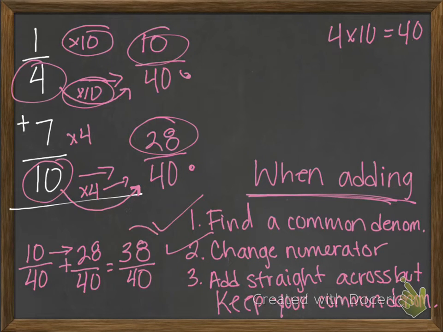But there is a problem with this. What can happen to this problem? It can be simplified. So this is the first answer you get, but 38 over 40, it can be simplified. We know that both of these are even, so we can simplify it and divide both by 2. Or we could try to find a bigger number that goes into both of them to divide by. So let's try to find a bigger number.